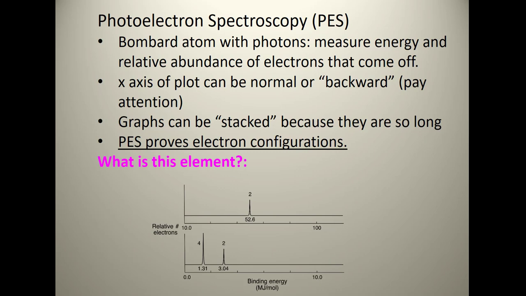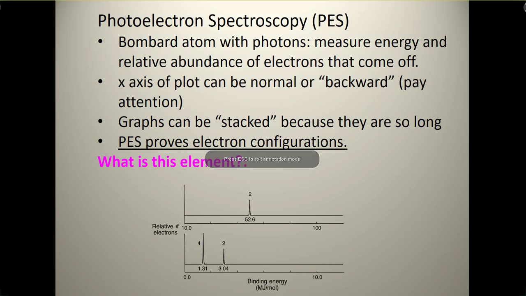Now, the graph on the x-axis can be normal or it can be backward, so you do have to pay attention to this. Also, because these graphs are so long, sometimes they cut them and stack them up. PES is important because it proves electron configurations.